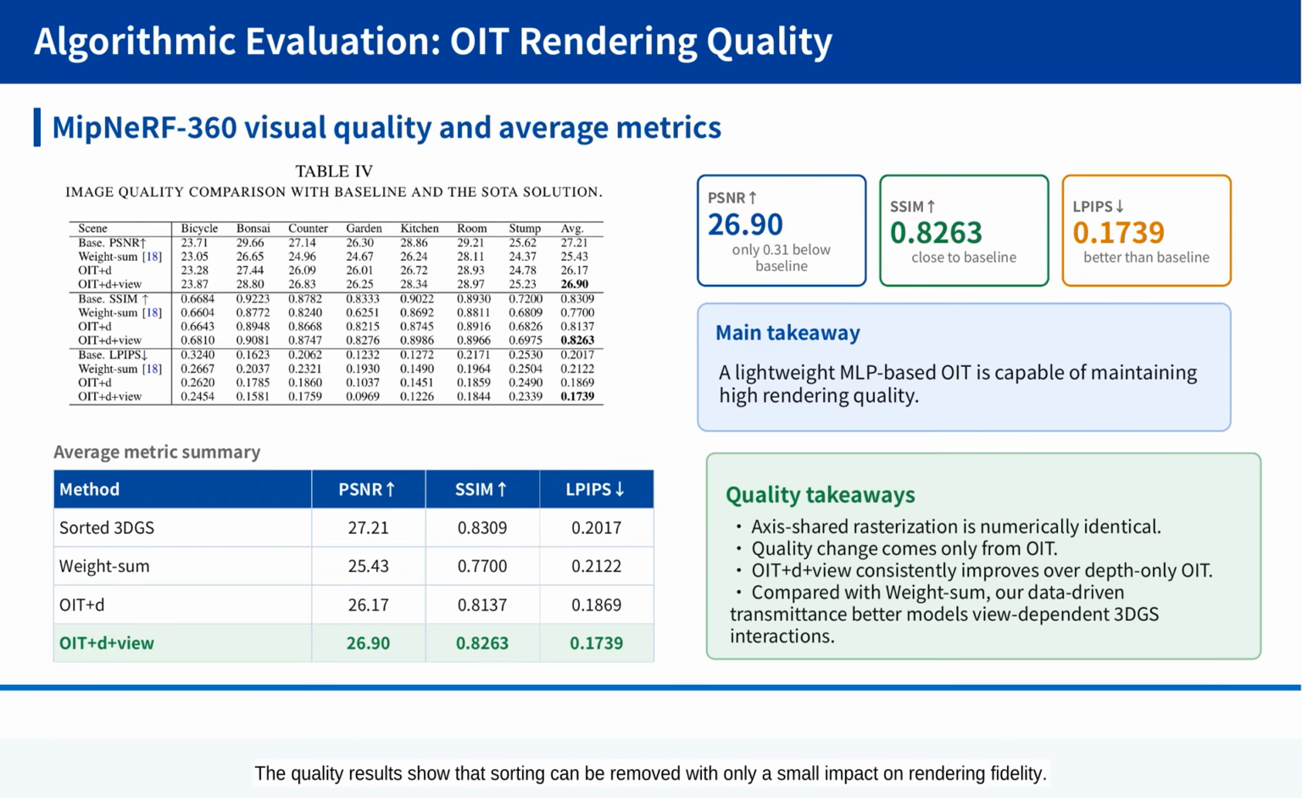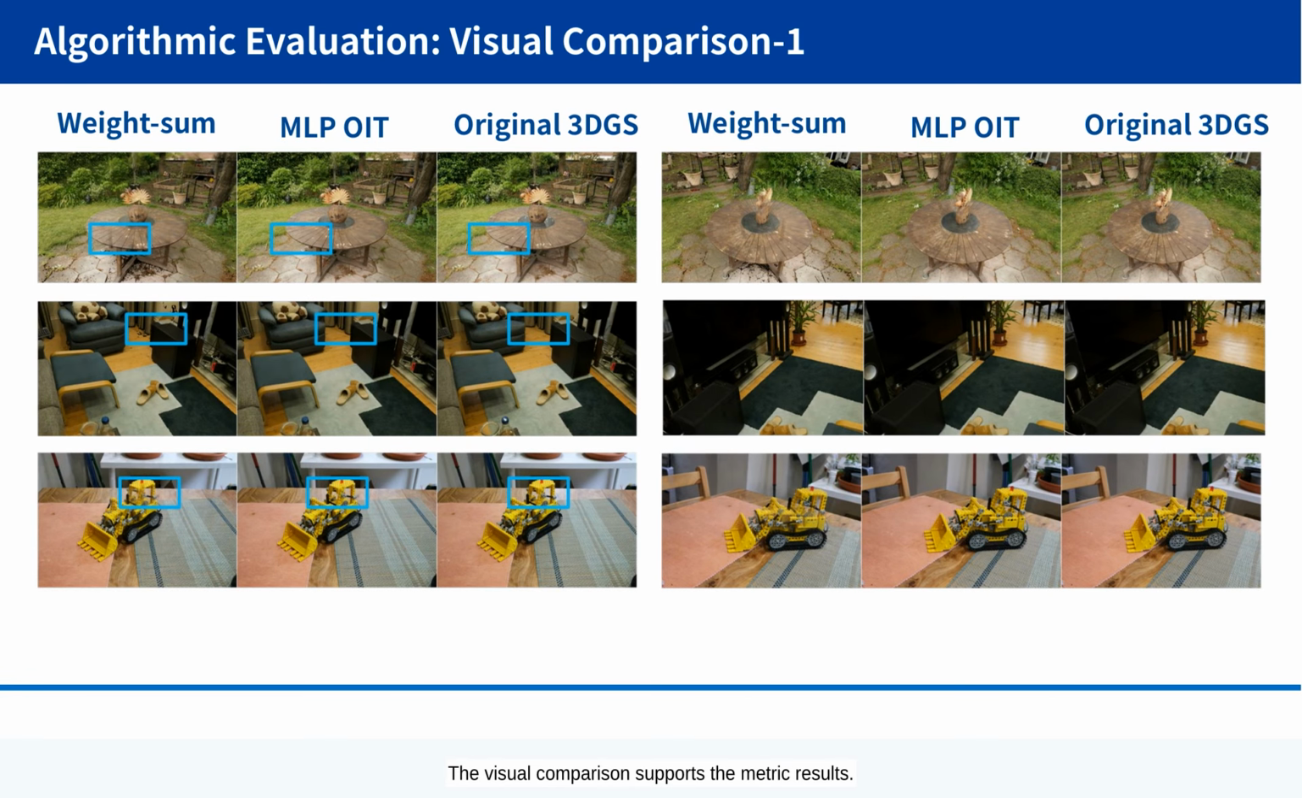The quality results show that sorting can be removed with only a small impact on rendering fidelity. Axis-shared rasterization is numerically identical to original rasterization, so any quality difference comes only from OIT. Our depth plus view OIT reaches 26.90 PSNR, only 0.31 below sorted 3DGS. SSIM remains close, and LPIPS is better on average. It also outperforms depth-only OIT and weight sum blending, confirming that transmittance in 3DGS should not be modeled by depth alone. The visual comparison supports the metric results.